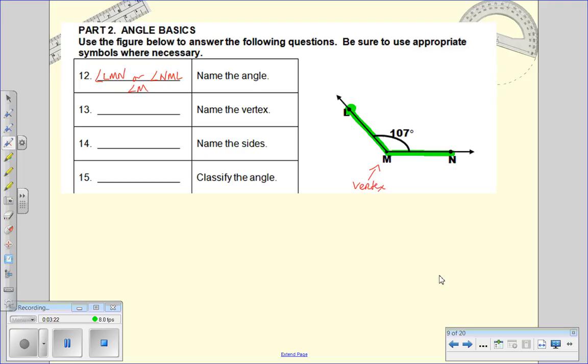It is important that you do have the angle symbol in front. We're going to name the vertex, that is my point M. The sides of my angle are rays, so that's ML, and I put the ray symbol, and MN, and put the ray symbol. Again, notice that when we name the sides, we start with the vertex, and then go to the letter that creates that side. Classify this angle. This angle is more than 90 degrees, so this is an obtuse angle.